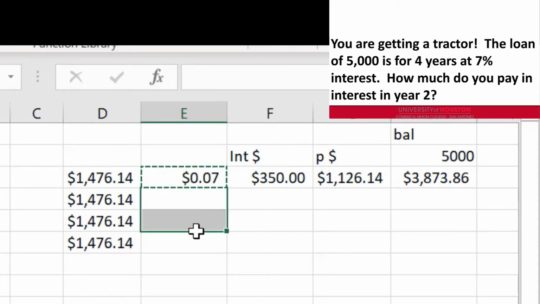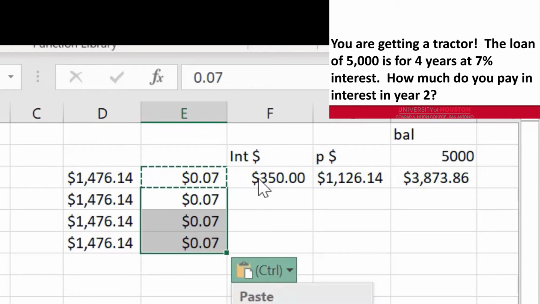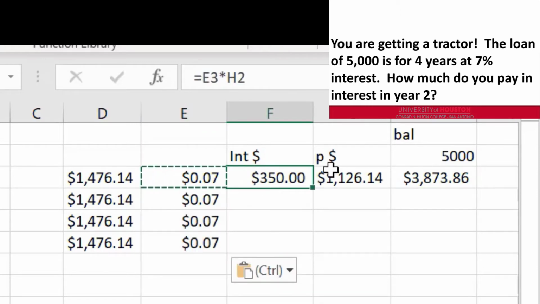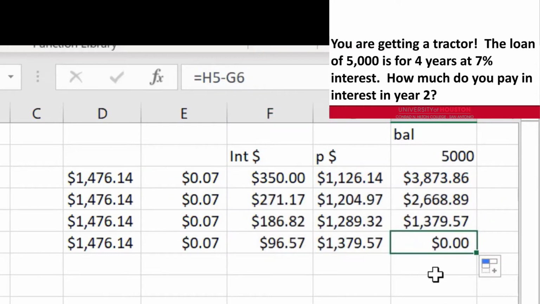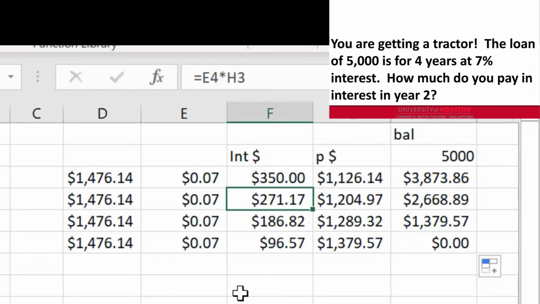We'll put the interest rate through the rest of the years. Now we can just select these 3 cells and pull down the formula, and it will update the amortization chart with a 0 balance after the 4th year. In the 2nd year, we pay $271.17 in interest.